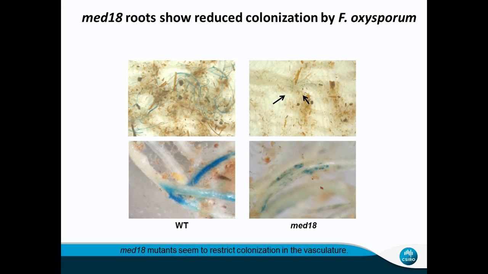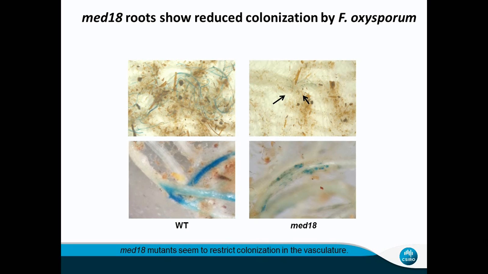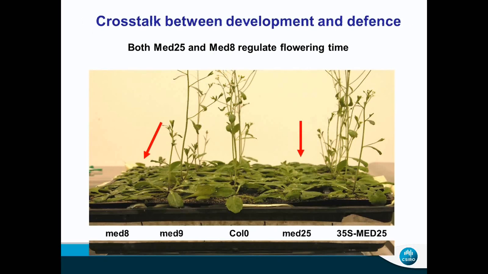Here is another picture used when we inoculated MED18 plants with GUS-expressing Fusarium oxysporum. You can see that wild-type roots are being infected by this Fusarium oxysporum at much higher levels than MED18. Again, this provides another level of evidence indicating that the resistance may be happening in the roots.